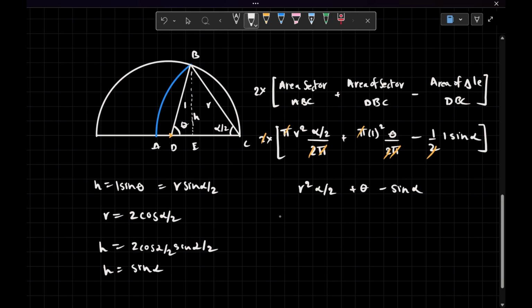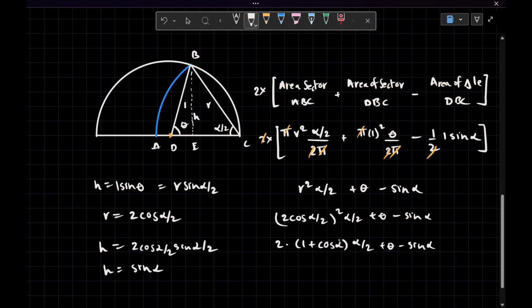2 cos alpha by 2 whole square into alpha by 2 plus theta minus sine alpha. Okay, you can take this 2 outside, because then you will get 2 into 2 cos square alpha by 2, which can be written as 1 plus cos 2 times of whatever the angle it is, so 2 times the inside angle, which is alpha, into alpha by 2 plus theta minus sine alpha.